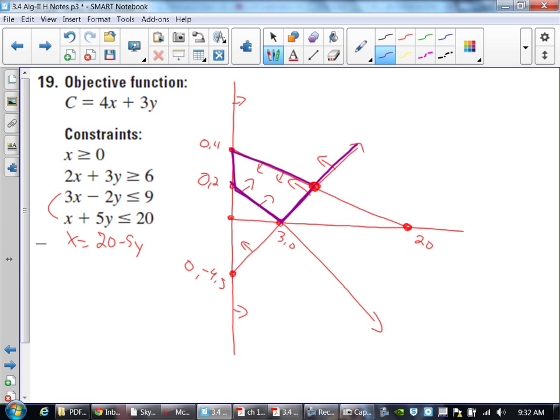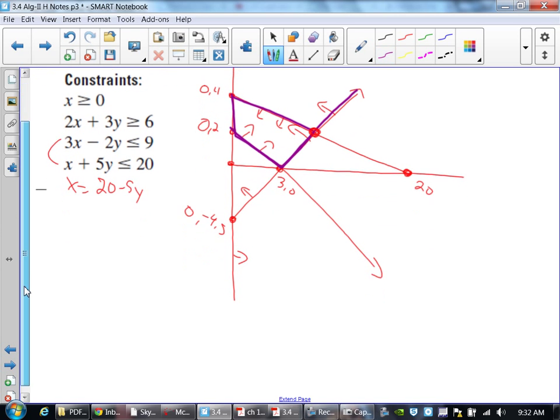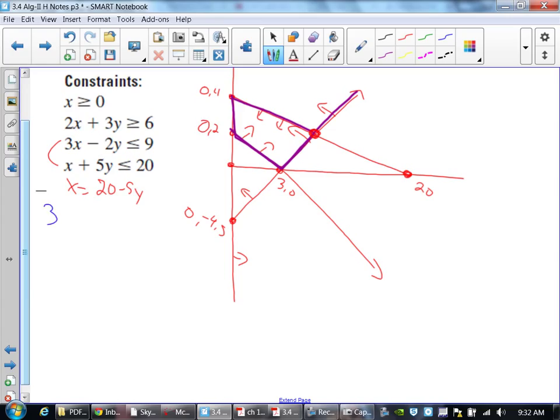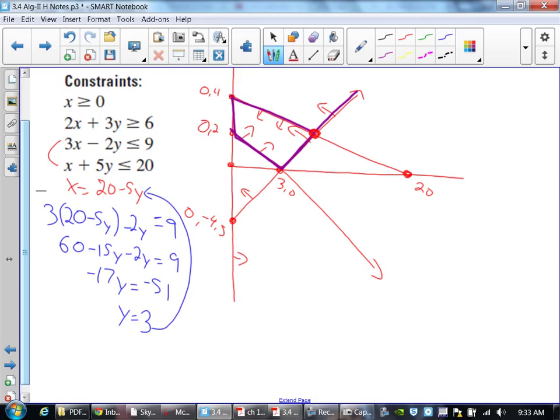It does. It really doesn't. I just saw that I had a single one there. There's many ways to set them through. So substitute in 3 times the quantity 20 minus 5y, minus 2y is 9. 60 minus 15y minus 2y, 9. Negative 17y is negative 51. I believe that's 3. So if y is 3, I go back to here. 20 minus 15 is? Very good. So my ordered pair here is at 5 and 3.